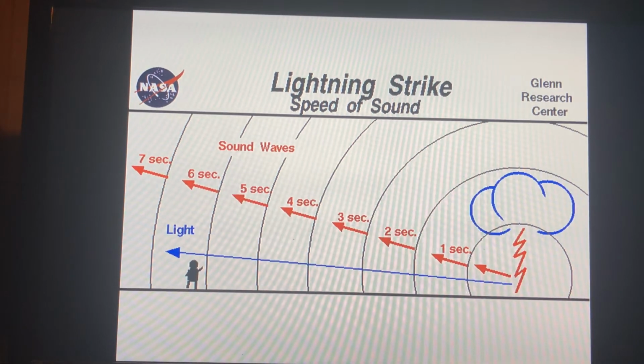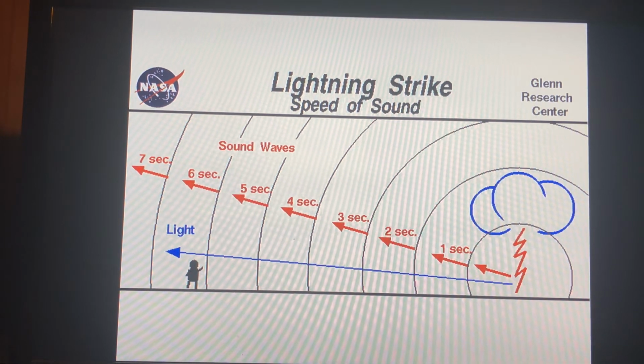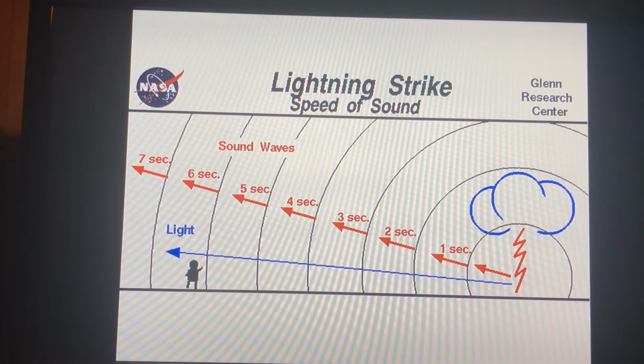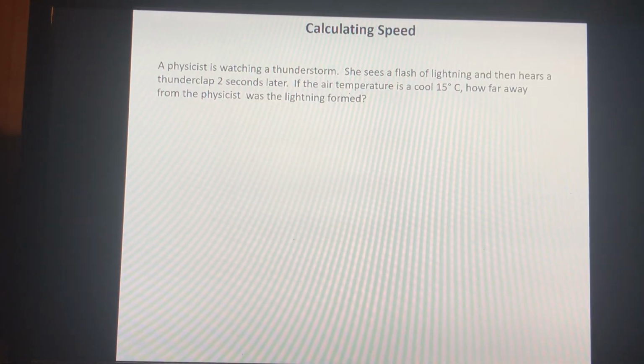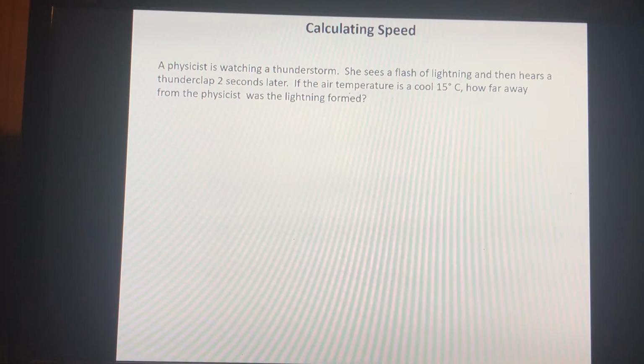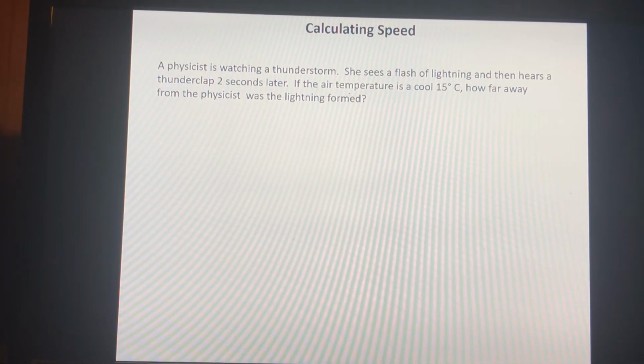Often we use calculations for speed of sound when we are trying to calculate how far away lightning is. Light moves faster than sound does, so we see the lightning long before we hear the sound of the thunder rolling by our ears. So, a more typical word problem for speed would be this one.